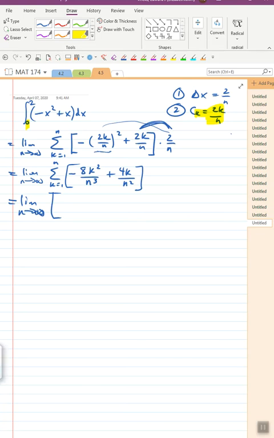So what would you pull out in the first sum? But negative 8 over n cubed. Yep. And that'll just leave that sum from k equals 1 to n of k squared. And then what can I pull out in the last one? Yep. 4 over n squared. Looks good.